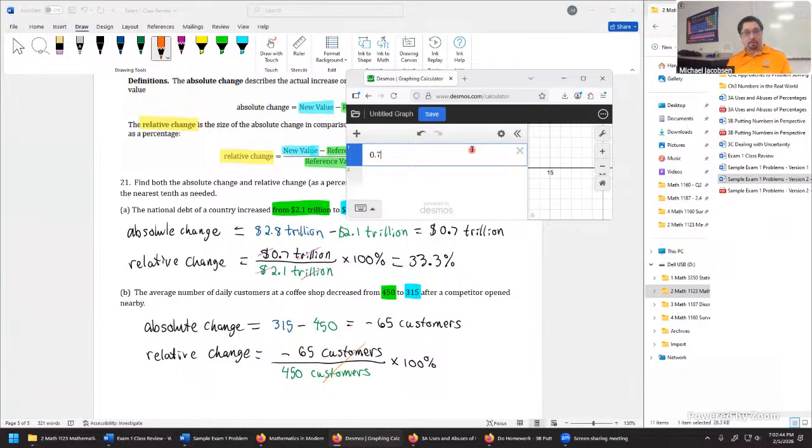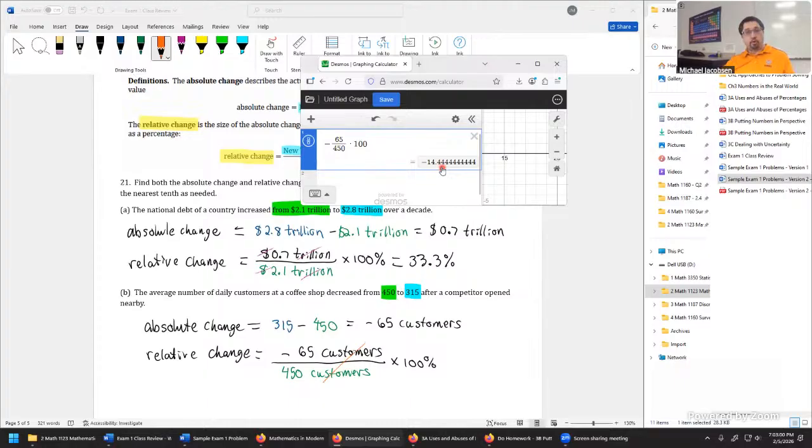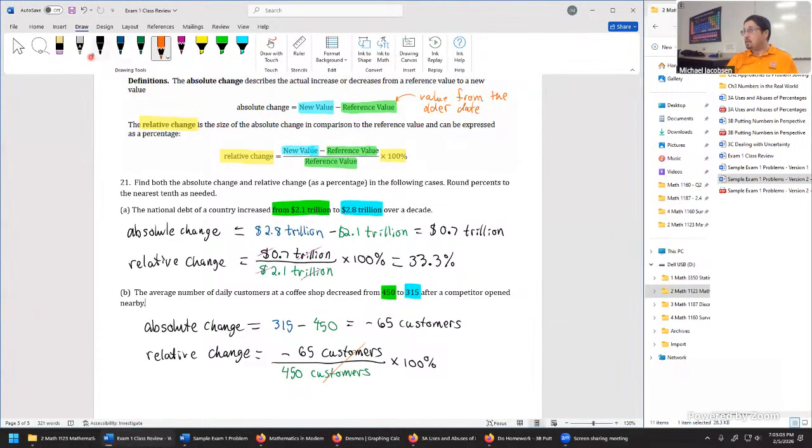Then back to the calculator, we pulled this up, feels like 50 times already. Negative 65 divided by 450 times 100 to the nearest tenth, I think is what it was asking. Let me double check that. Yeah. We've lost 14.4%, or negative 14.4% decrease in customers once the competitors moved in. Well, that's the fast rundown with that percentage, relative and absolute change. Any questions at all, folks, on that example there?